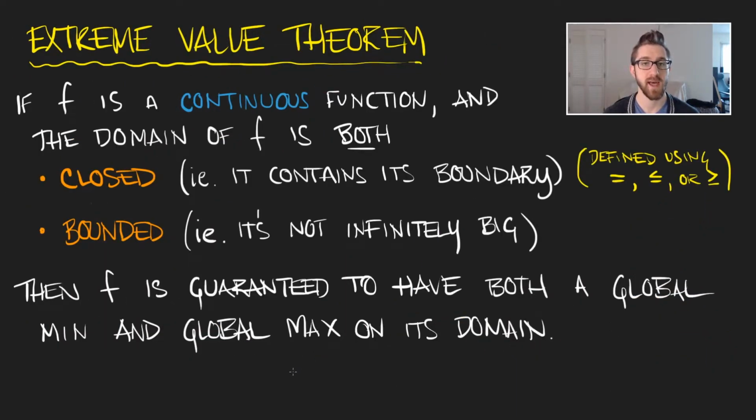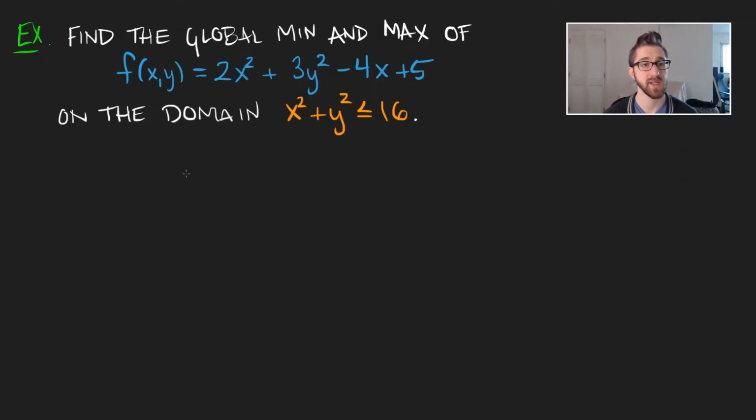And one thing to notice is that it doesn't actually tell you how to find the global minimum and the global maximum. So the last thing for us to do in this video is an example in which we use the extreme value theorem as sort of a guide for helping us find the global min and max of a function on a domain. So here's our example problem.